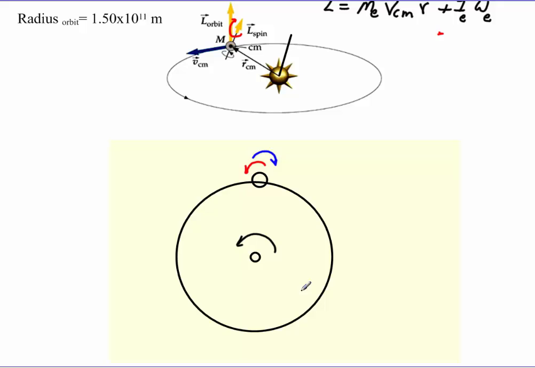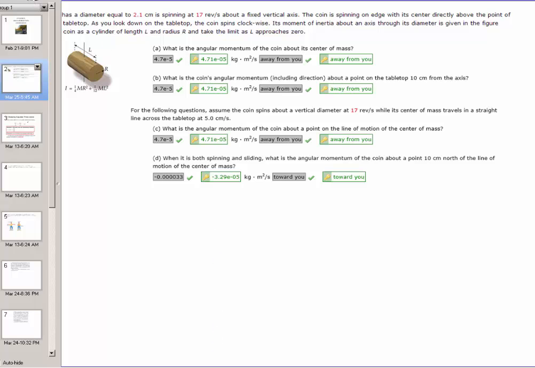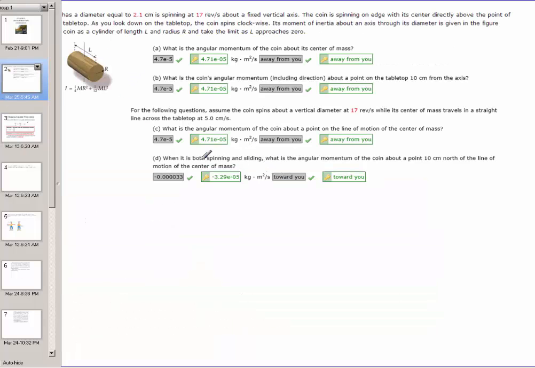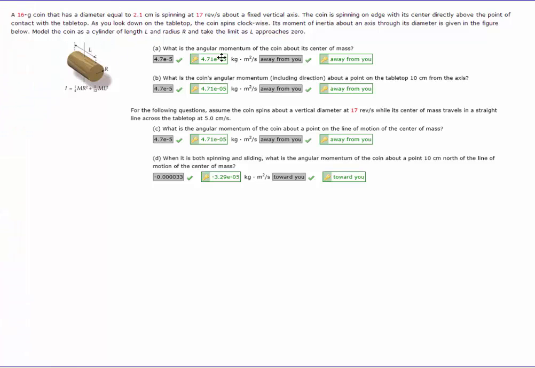All right, so everybody feel fairly good about angular momentum right now? Okay, I'm going to go over the second part of this lecture, and then I'll get you guys going. This is going to take a little bit of time. And the problem I mentioned was the coin. I won't work the problem, just work through this problem.